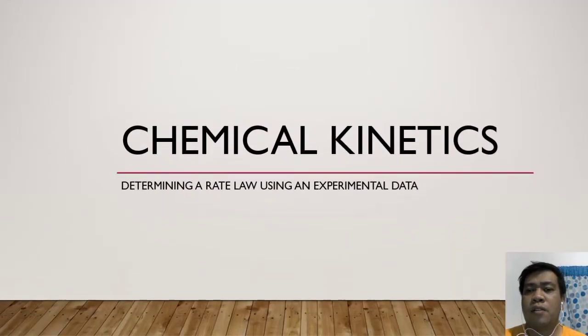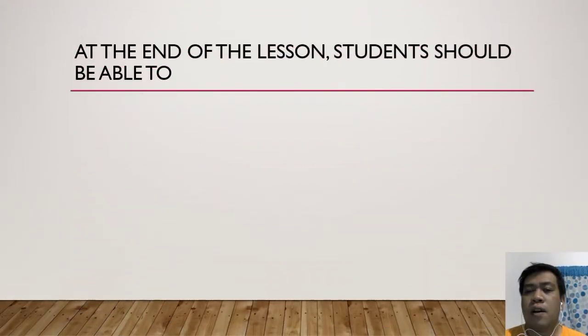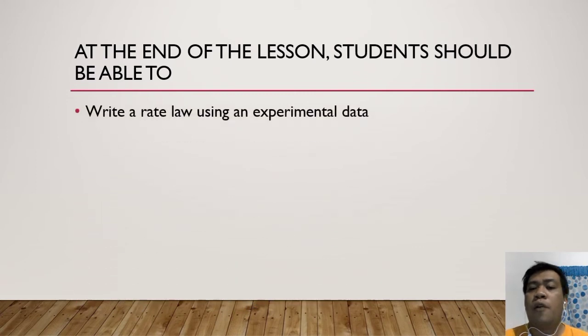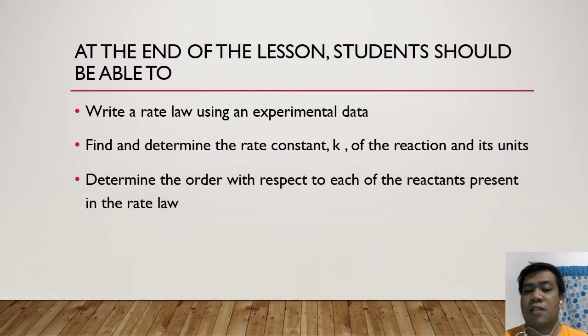Hello everyone. Today, we'll be going to discuss chemical kinetics, specifically how to determine a rate law using experimental data. At the end of the lesson, students should be able to write a rate law using experimental data, find and determine the rate constant k of the reaction and its units.